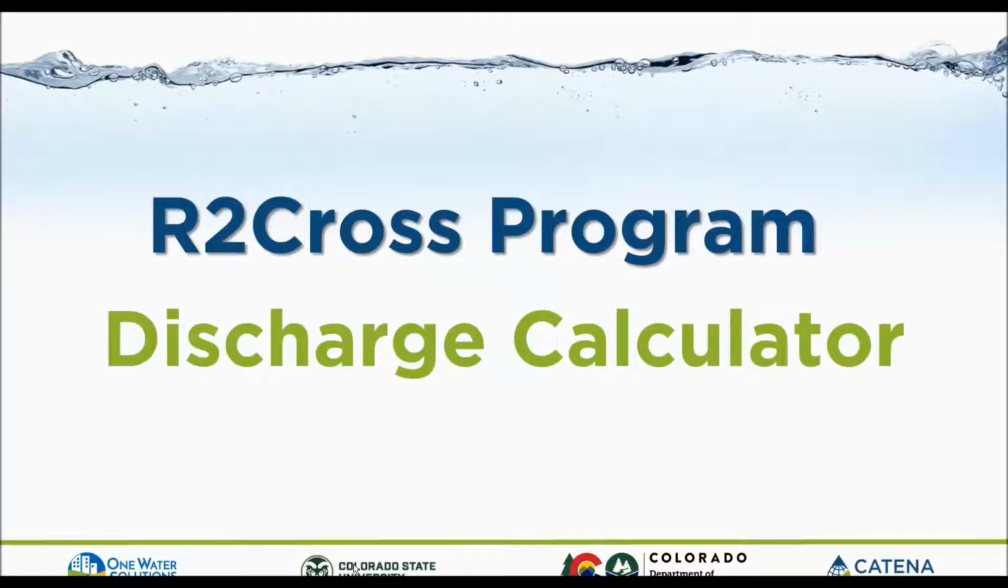The Discharge Calculator allows you to calculate the discharge at a cross-section that is different than the cross-section surveyed for the R2Cross tool. The results from the Discharge Calculator can be used as a substitute discharge in the R2Cross tool. See our Advanced Options section for more details. The Discharge Calculator can also be used completely independent of the R2Cross tool.